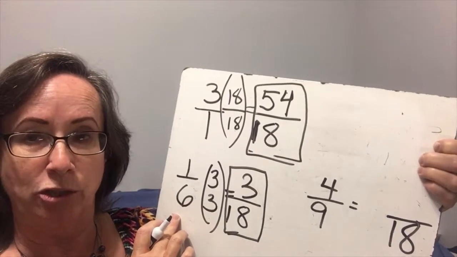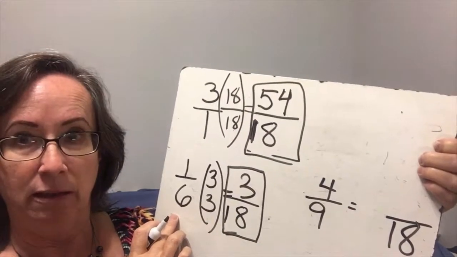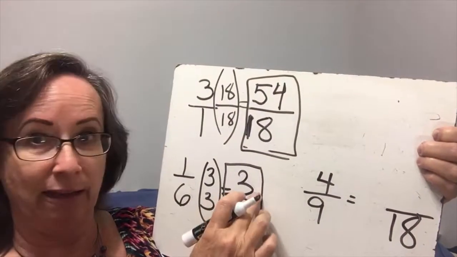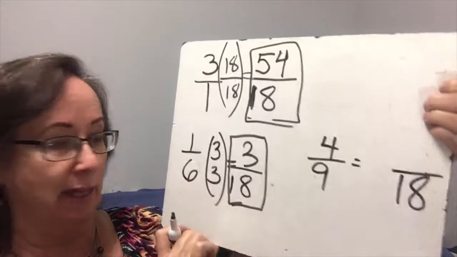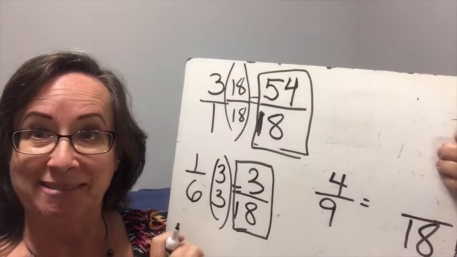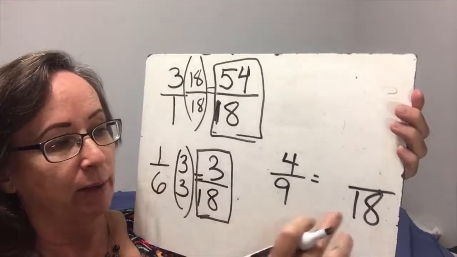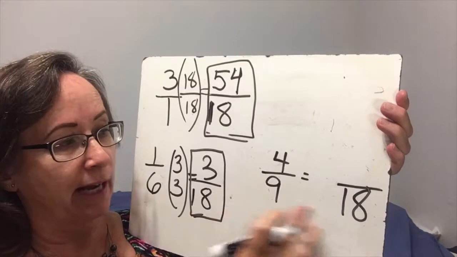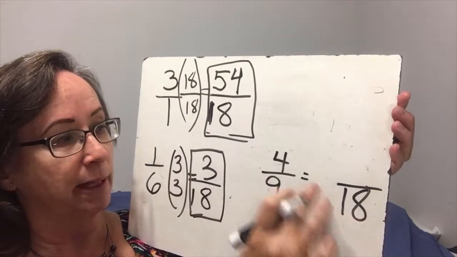And if we were to draw a pizza and we were to have it cut in 18 pieces and we ate 3 of them, it would be the same thing as having it cut in 6 equal pieces and eating 1. Okay, so here we have 4/9, and we need an equivalent fraction that has an 18 on the denominator.